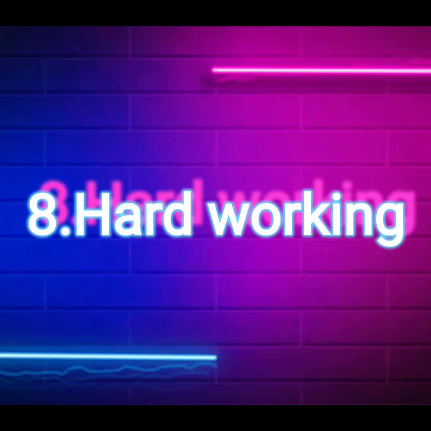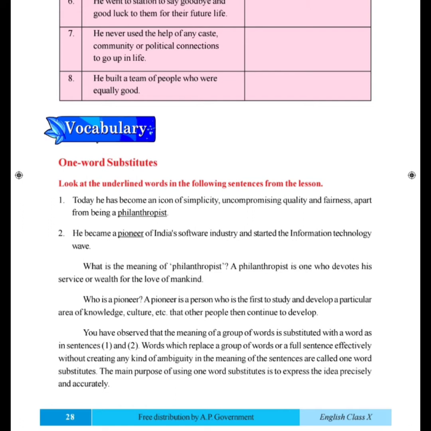Now, let us move on to the next section, vocabulary, which is on page 28. Please open your textbooks to page 28. One word substitutes. Let's look at it. Look at the underlined words in the following sentences from the lesson. Let's read the first sentence. Today he has become an icon of simplicity, uncompromising quality, and fairness, apart from being a philanthropist.